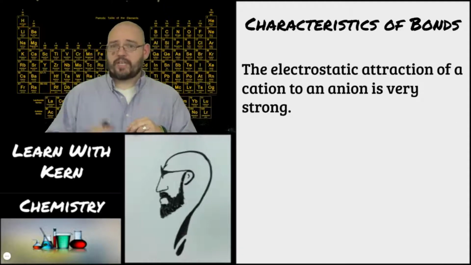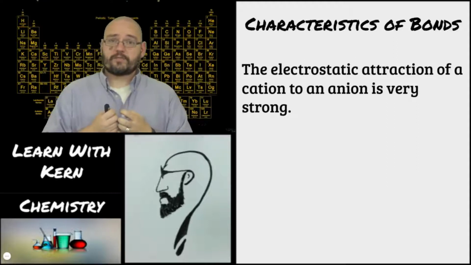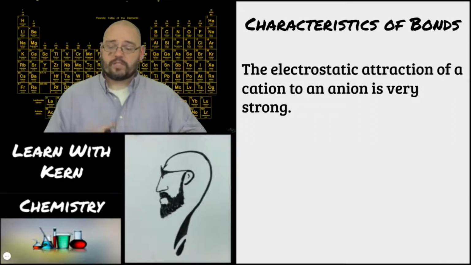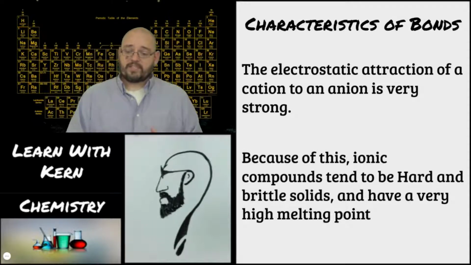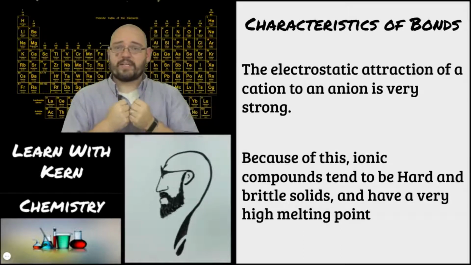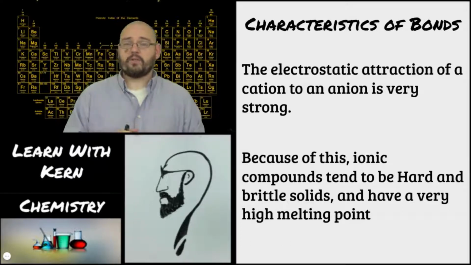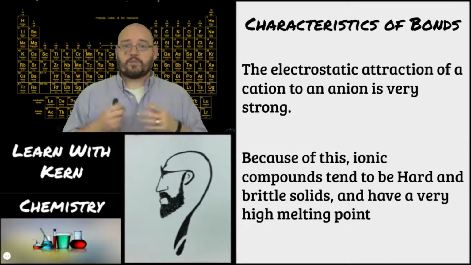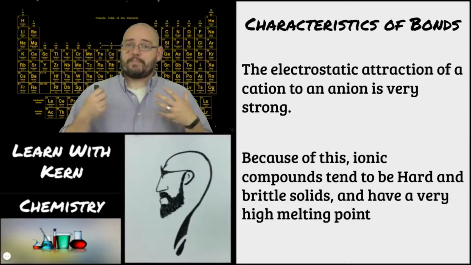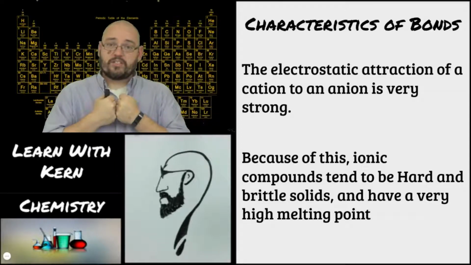Now, the electrostatic attraction, that positive-negative attraction of a cation and an anion, is very, very strong. Electrostatic force is one of the stronger forces. It's a really strong force, and it holds those two really closely together. Because of this, ionic compounds tend to be hard, brittle solids. They hold on to each other. They stay close together. In order to get them to melt, you have to get them moving really, really fast to get those particles to come apart. They do not melt very easily. They have very high melting points, which also means they have very high boiling points. So in order to get them to melt or boil, it takes an immense amount of energy because that electrostatic attraction between the positive and negative is incredibly strong.